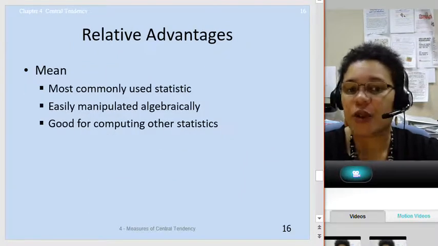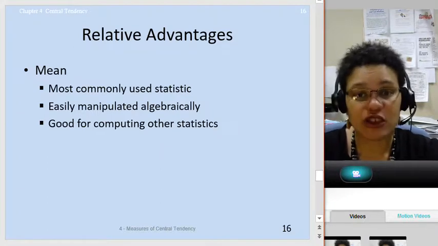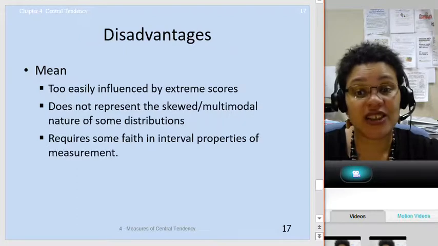Advantages of the mean. It's the most commonly used statistic. It's what people are most familiar with. It's easily manipulated algebraically, and it's good for computing other statistics.